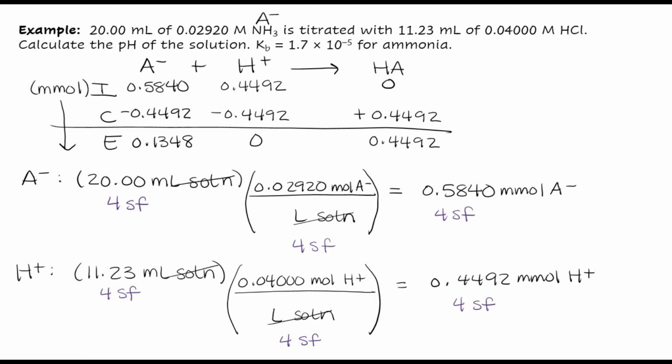At this point, we evaluate what the E row is telling us. And the E row is telling us that we have both A minus and HA in solution. And whenever we have both conjugates, a conjugate acid and a conjugate base, or a conjugate base and a conjugate acid, we have a buffer. So for this titration, we are in the buffer zone.